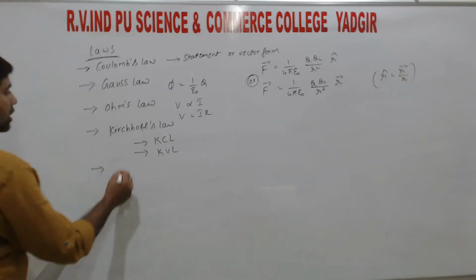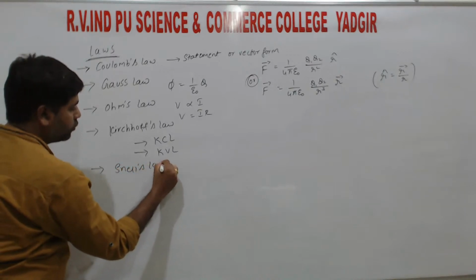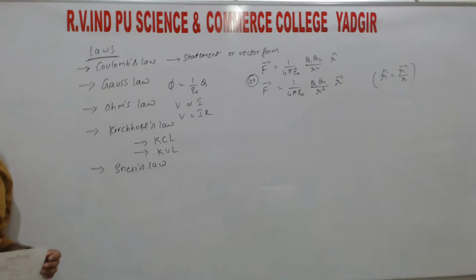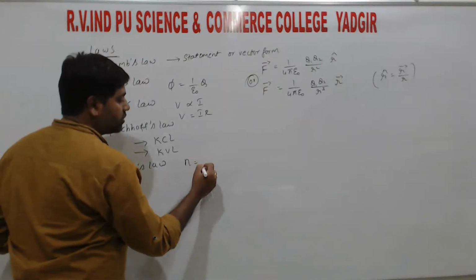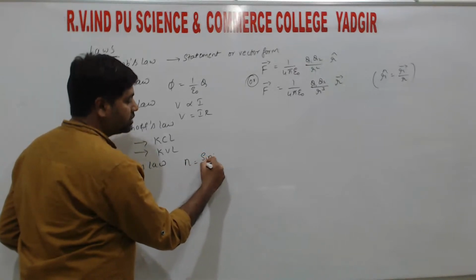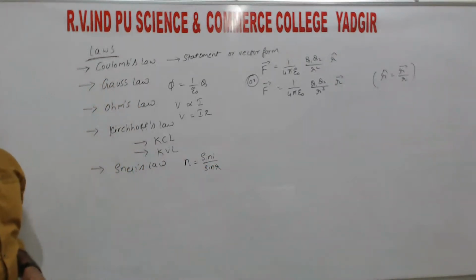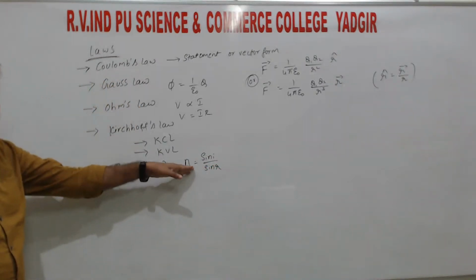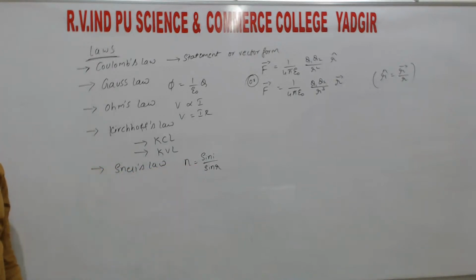Next, another one is Snell's law. This comes in ray optics. Snell's law says the ratio of the sine of the angle of incidence to the sine of the angle of refraction is constant, always constant, and that constant we take as the refractive index.